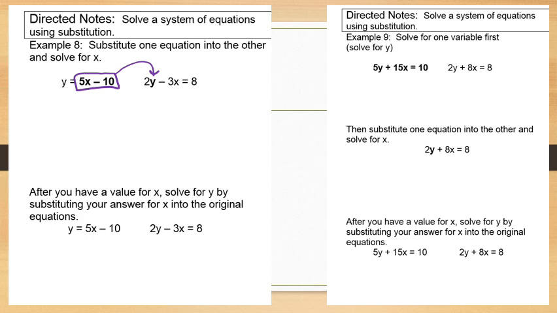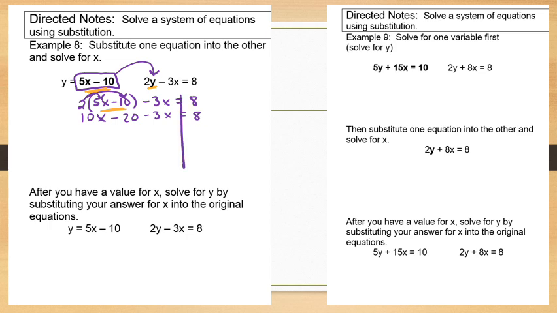So now my equation will look like this. 2 times 5x minus 10 minus 3x equals 8. So again, I'm hoping you're noticing I'm taking this piece here and substituting it in for y. So now I'm going to go ahead and distribute the 2. So I'll have 10x minus 20 minus 3x equals 8.